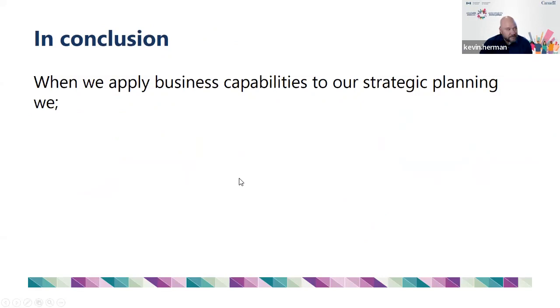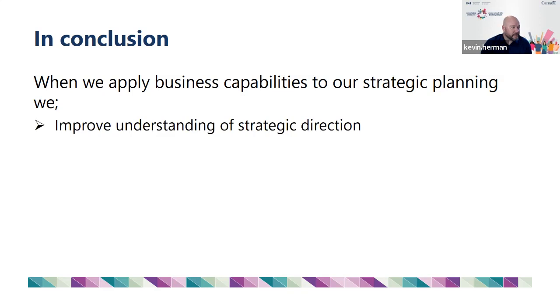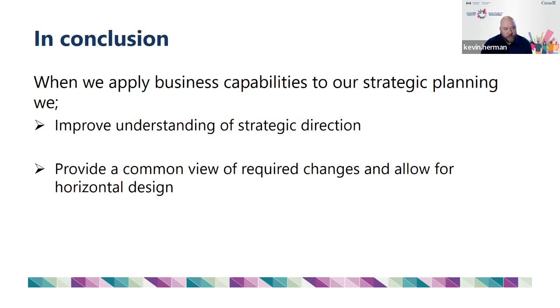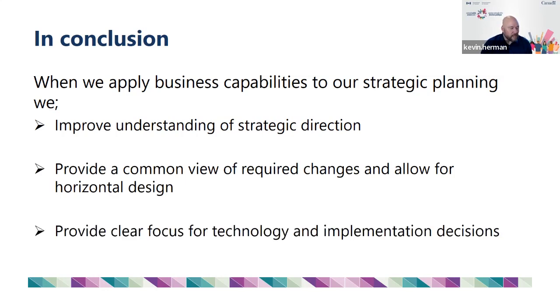So in conclusion, when we apply business capabilities to our strategic planning, we improve our understanding of strategic direction. We provide a common view of required changes and allow for horizontal design. And we provide a clear focus for technology and implementation decisions. So addressing many of those pitfalls that we have and achieving that digital transformation that we're looking for in our organization.